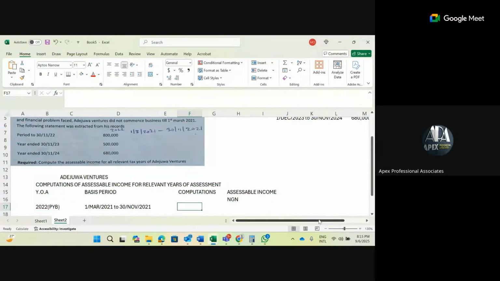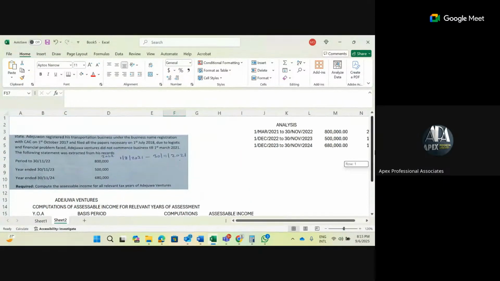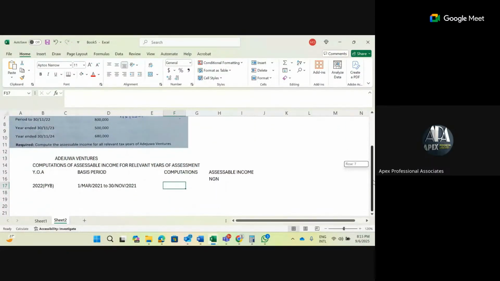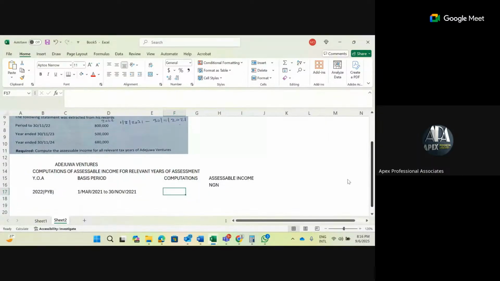Preceding year basis. Now, where did I show the analysis? What is the reason why I showed that analysis? I'm going to let us know very, very soon. What is going to be the second year? My second year is going to be 2023 year of assessment, still making use of what? Preceding year basis.